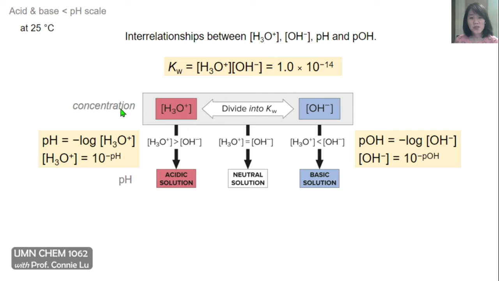To interconvert between the concentration of hydronium ions and pH, we can simply use the minus log function, and to go from pH to concentration, we would use 10 raised to the minus pH. And the same relationship applies for hydroxide and pOH. Now, once we're in the bottom row, we can also think about the pH and pOH as being constrained, and that their sum must equal pKw, which is 14 at room temperature.